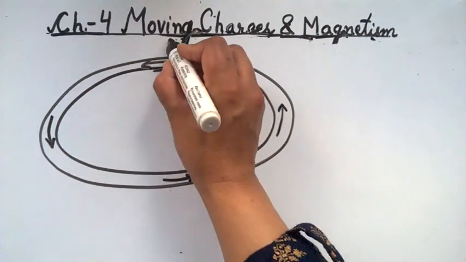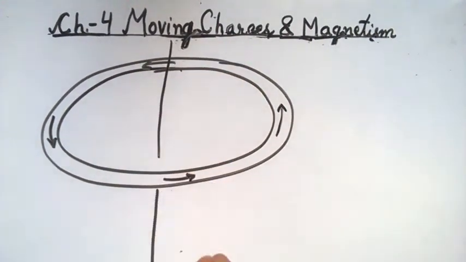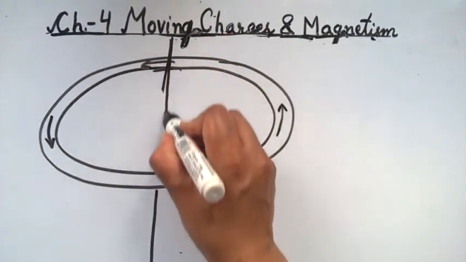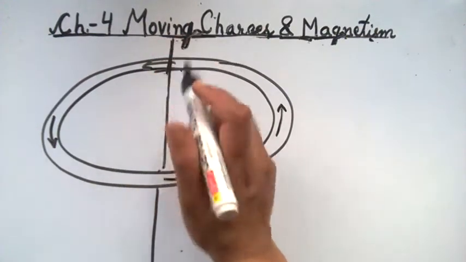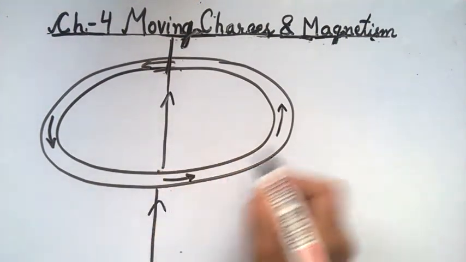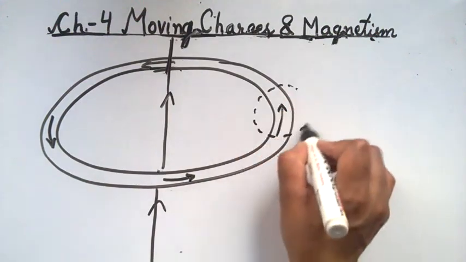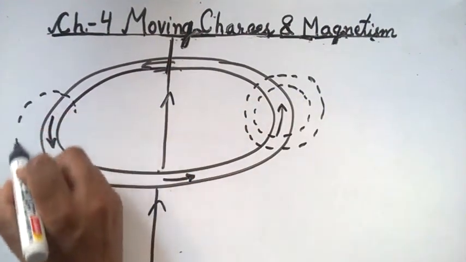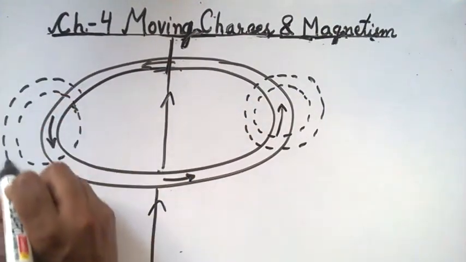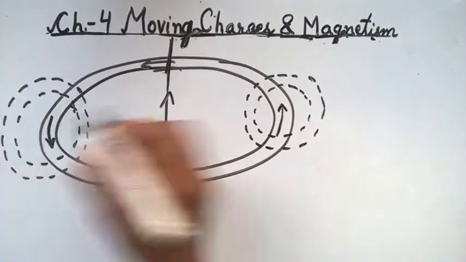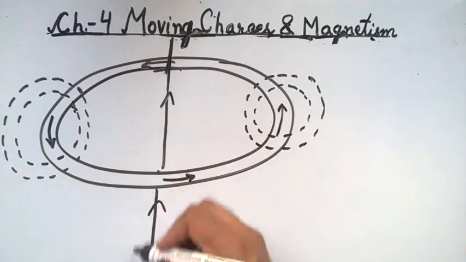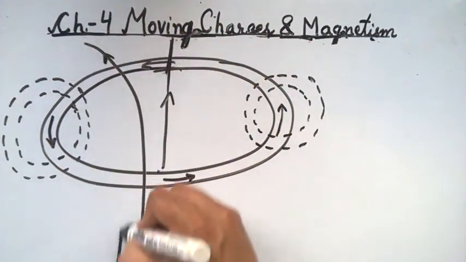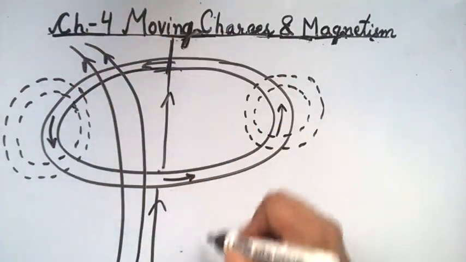So here we can draw the magnetic lines of force. At the center of a coil, the lines are uniform, and here they are in concentric circles, because the magnetic field lines are more at the ends. Now the directions are out of the plane.